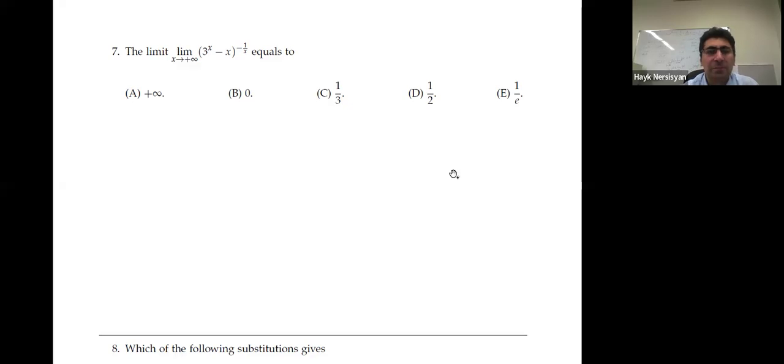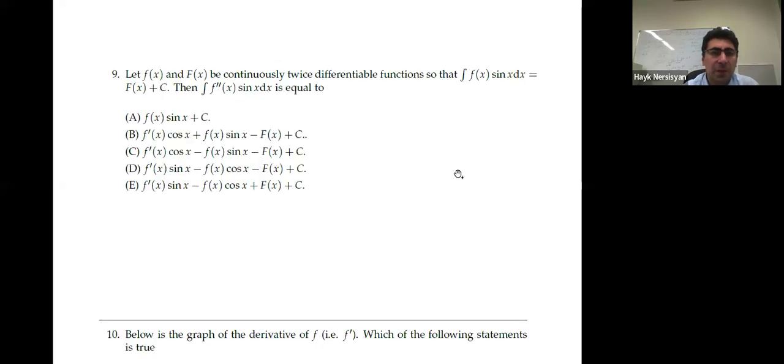Okay, 9 and 10. So we have given here f and capital F continuous, twice differentiable functions. We have to find what is the integral of f double prime sine x equals. And here an integration by parts is done.